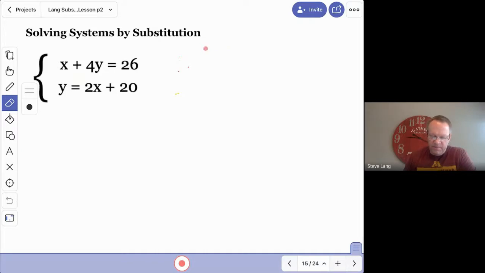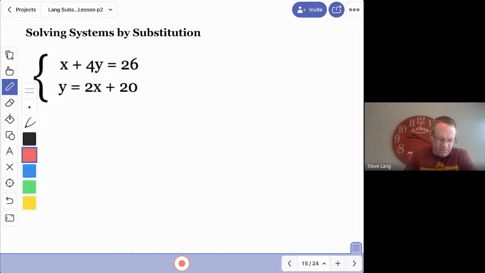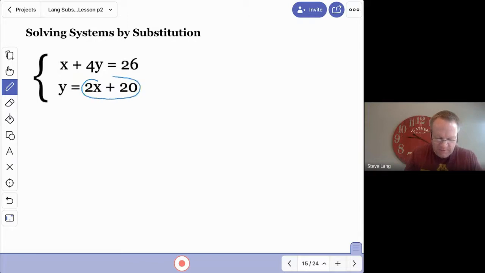All right, so we need a new method, and we call this method substitution. So here's what we do. Kind of like the equal values method, I'm going to circle what y equals.